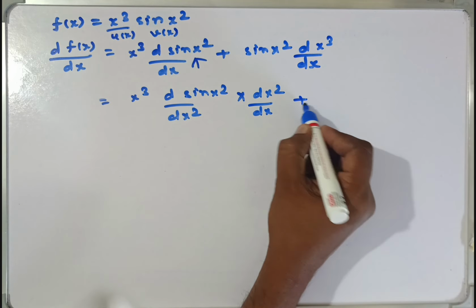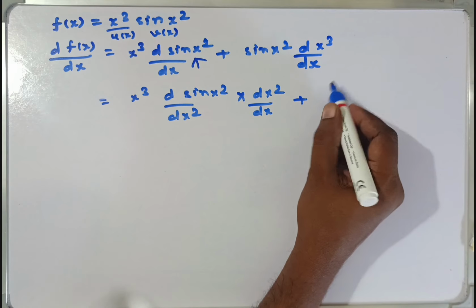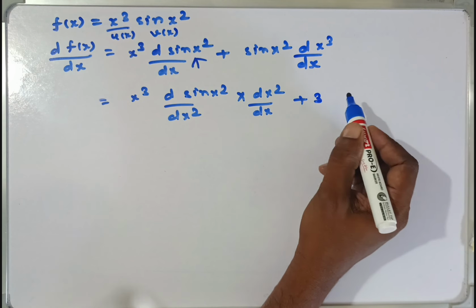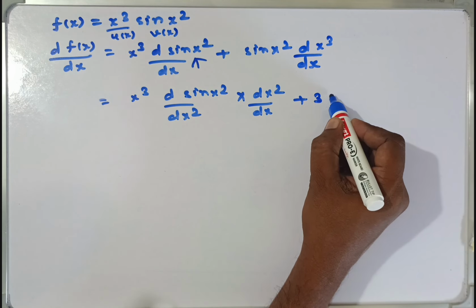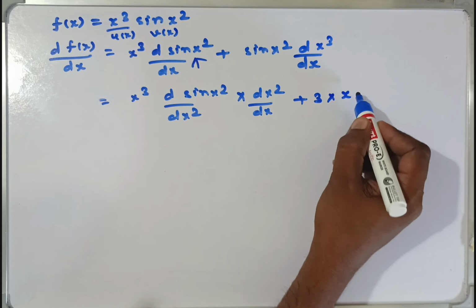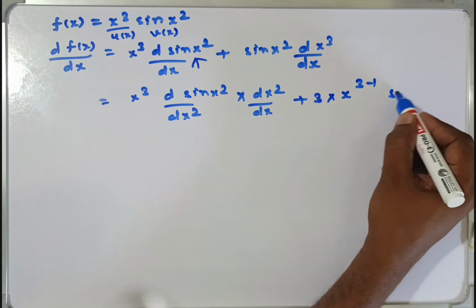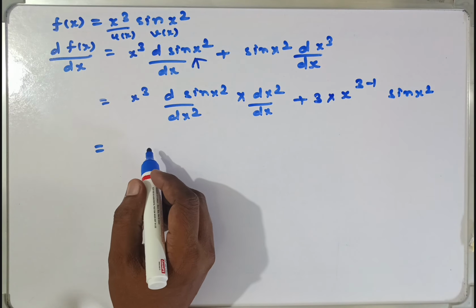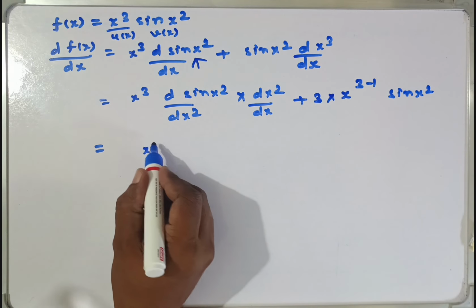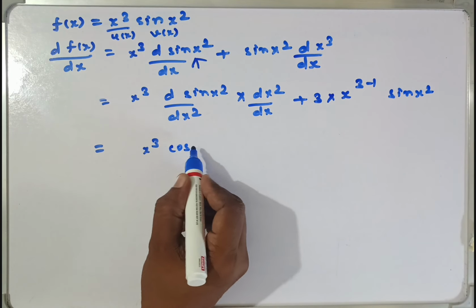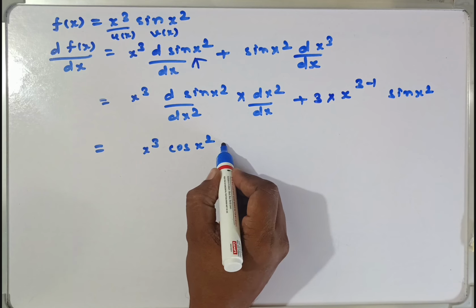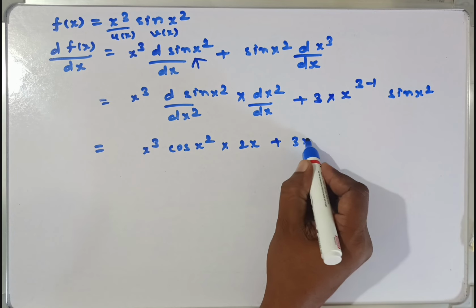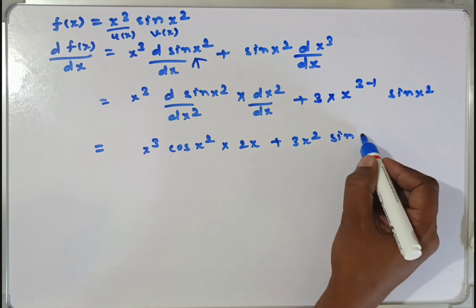Okay, and for this one guys we apply the power rule. What does it say? The power of x here is 3, so it will come in as a coefficient. Then again we write here x, then 3 minus 1, then sin x square. Okay, so next guys we can write here x cube, cos x square, and 2x. Okay, and this one 3x square, sin x square.